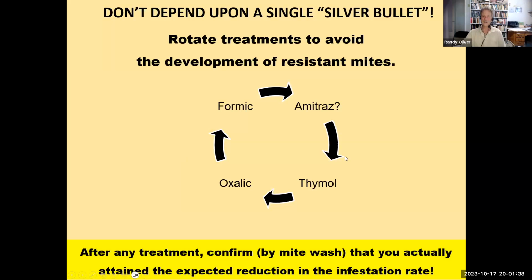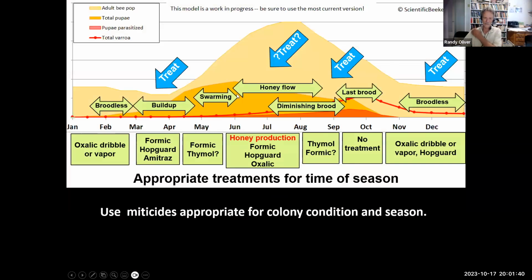So rotate your treatments. Okay, I do have this in my First Year of Beekeeping, suggested natural treatments that are appropriate for each time of the season. You can go ahead relative to what the colony is doing. So you can look it up in my First Year of Beekeeping.